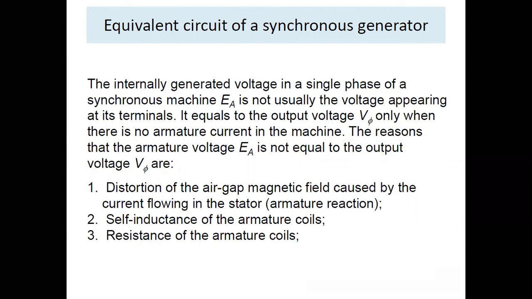As I said, there is a difference between the induced EMF and the terminal voltage, and the reasons are the losses in the armature circuit. It might be because of armature reaction, the voltage drop due to the self-inductance of the armature coil, or the resistance of the armature coil. Across all these parameters, armature reaction, self-inductance and resistance, we will have a voltage drop, and therefore the magnitude of terminal voltage is always less than the induced EMF of the synchronous generator.